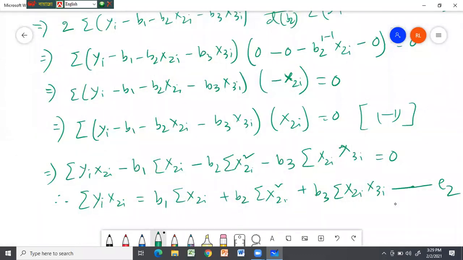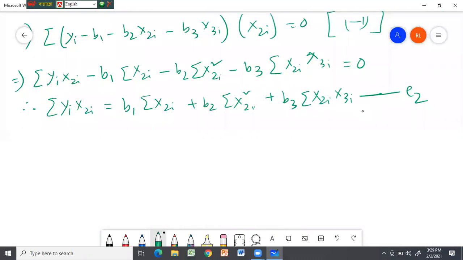Anyway, so for the third equation, I'm not going to do the same thing again. The third equation will be using the same, just write, you have to write down that differentiating sum of ei square again with respect to which one?